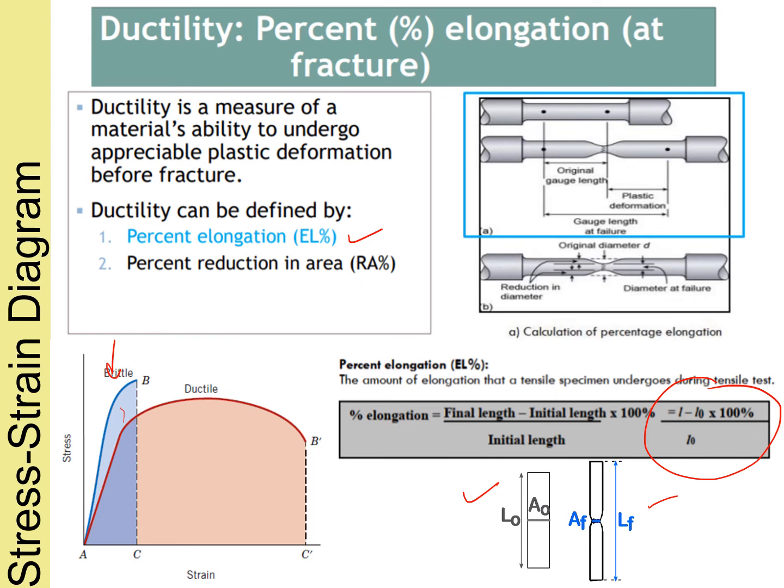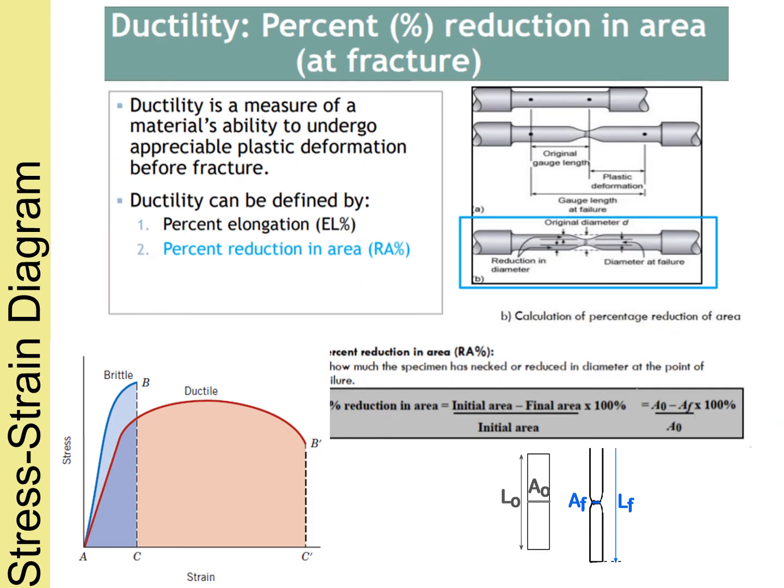From there you can identify whether the material is ductile or brittle. The second method is using the percent reduction in area. In this case, you are finding the area after the break and also before the break, and then getting the percentage.